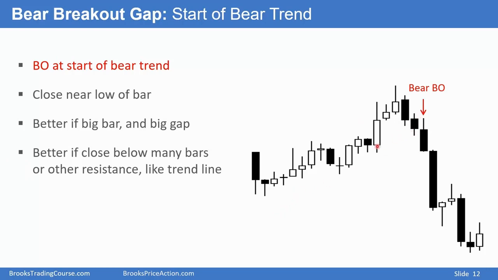There's a bull trend line here, and we're breaking below the bull trend line. The bigger the bar is, the more it closes on its low. The more bars to the left it closes below, the more likely we're going to go lower. It closed below the trend line, so there's a gap between its close and the trend line, a gap between its close and the low of the prior bar.